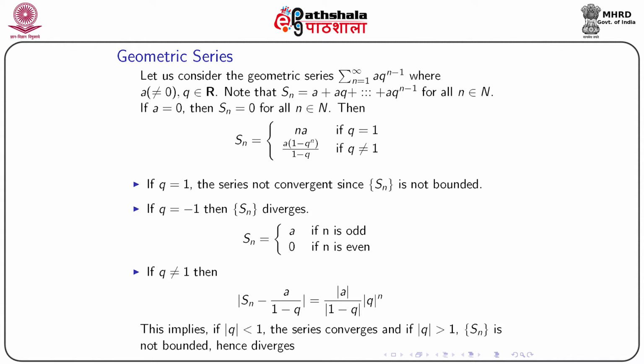One interesting feature: if q is not equal to 1, then the modulus of S_n minus a over 1 minus q is modulus of a over modulus of 1 minus q, times modulus of q to the power n. This implies that if modulus of q is less than 1, the series converges, and if modulus of q is greater than 1, S_n is not bounded and hence it diverges. So depending on the value of modulus of q, the series either converges or diverges. This is a very important result corresponding to the geometric series.